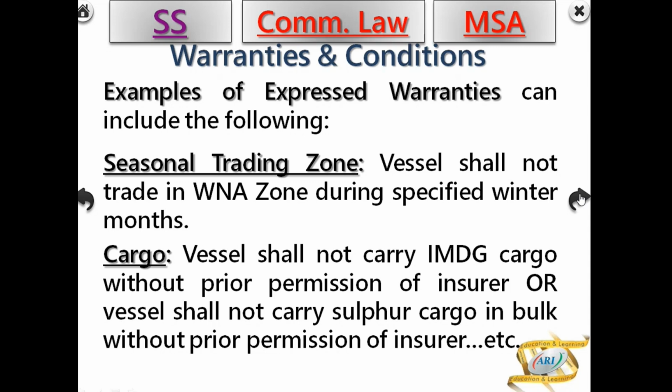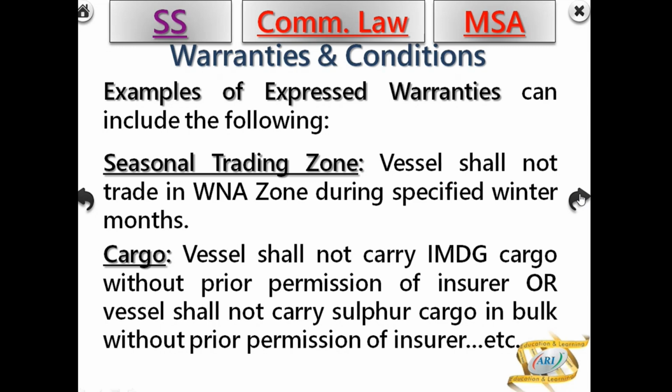What if IMDG class 8 cargo leaks in a 15-year-old ship? Possibility of crack is high. Sulfur cargo, possibility of a crack is high. So suppose the expressed warranty says you are not loading IMDG cargo or sulfur cargo. The shipowner said, come on, I can't reduce the tradability of my ship. Okay, I'm going to charge you double the premium.